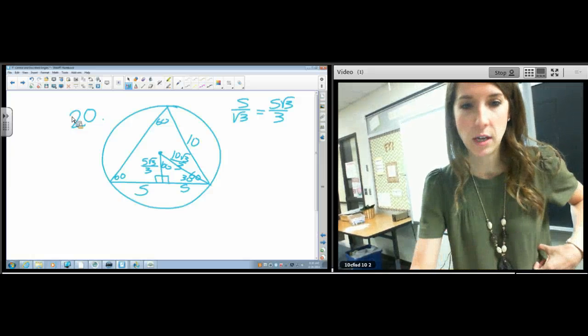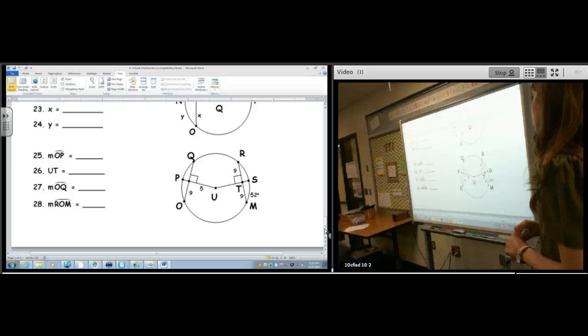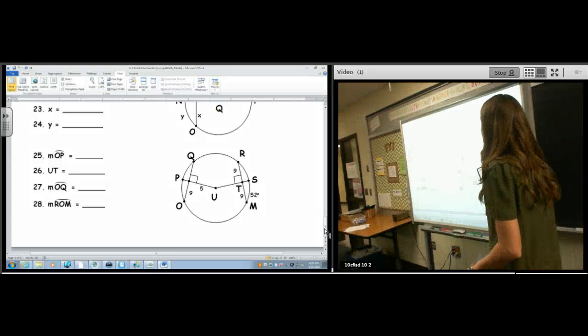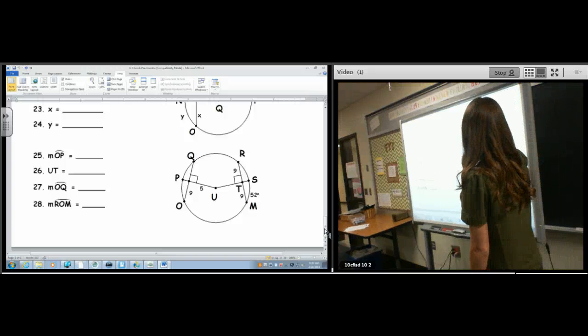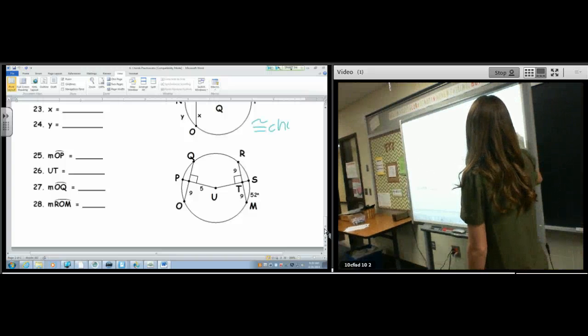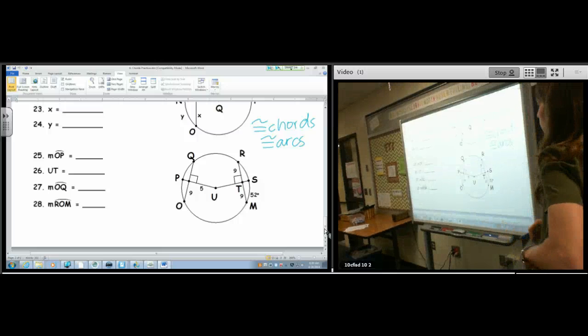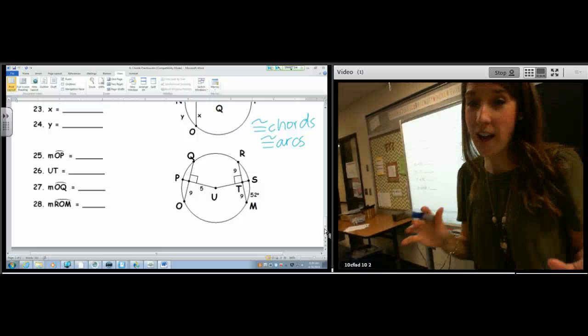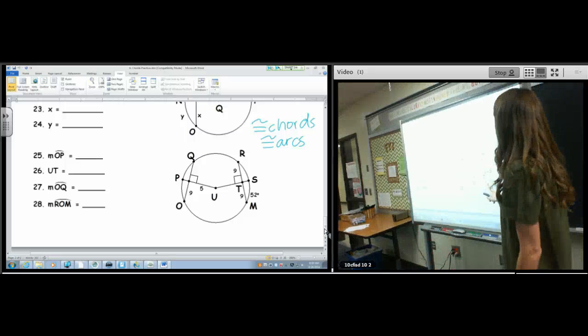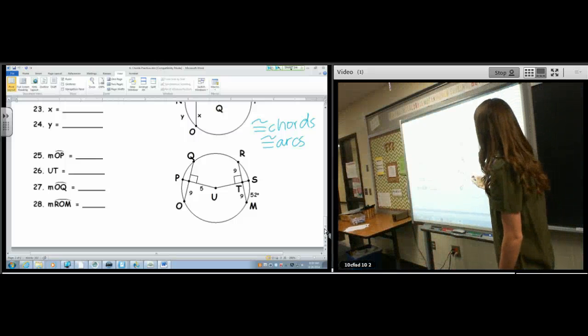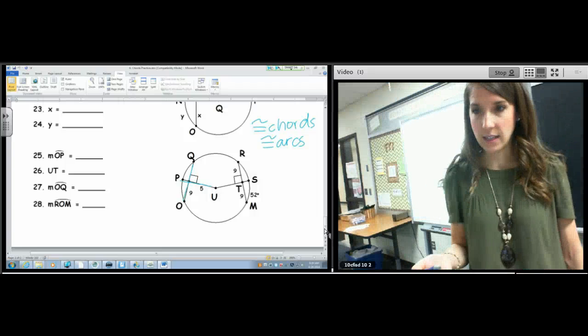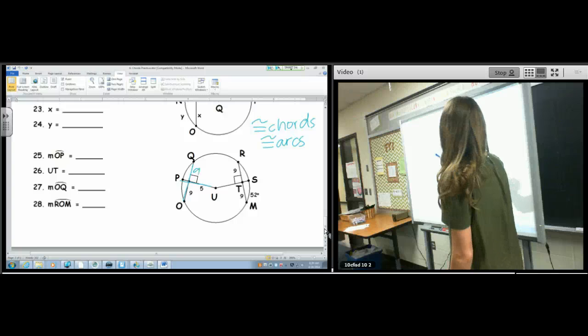What else from this worksheet? 25 through 28. So we learned a lot of theorems yesterday. One of them was that congruent chords intersect congruent arcs. So we know, well, there's a lot going on here, but first of all, we know that this radius is perpendicular to this chord. So we know that chord has been bisected. So we know 9, 9.